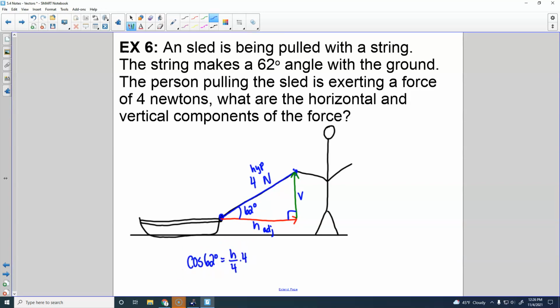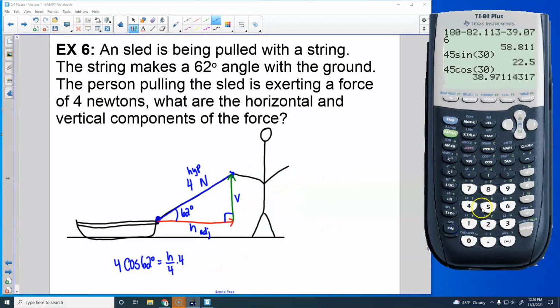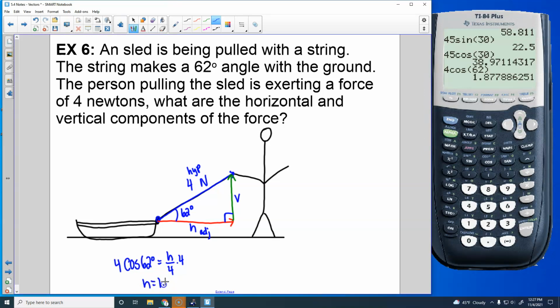So I'd have to multiply both sides by 4, and then 4 cosine 62 is going to be 1.879. And this is measured in newtons. So 1.879 newtons of our force is being used in the horizontal direction.